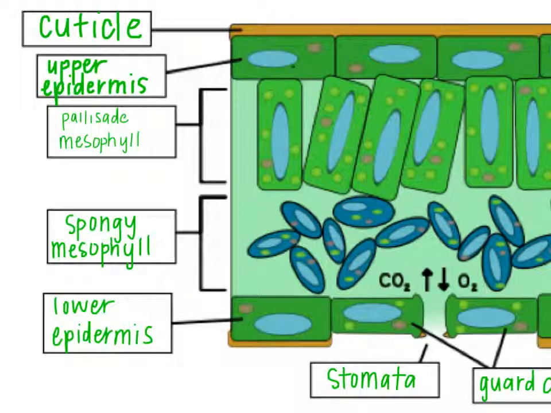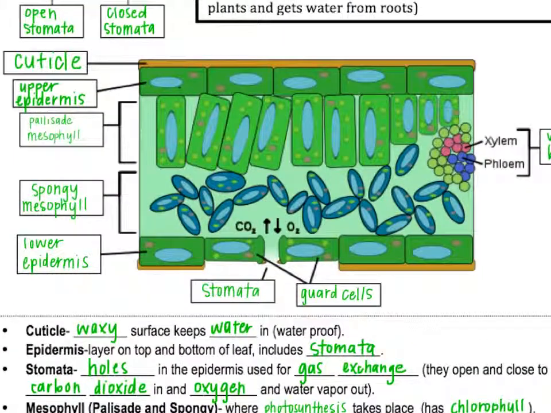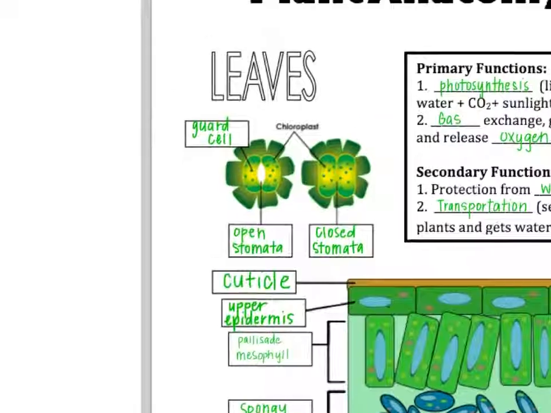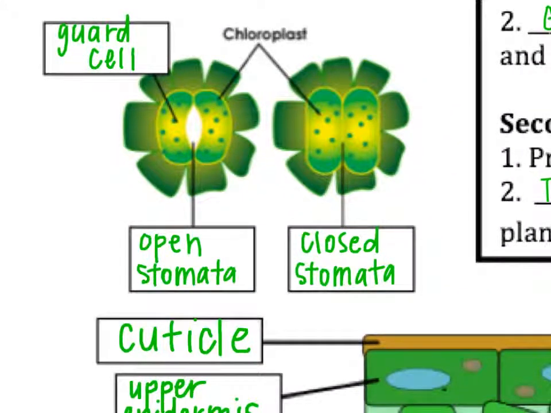And then the lower epidermis at the bottom of the leaf with a little bit of a cortex down there too. And then we have down here at the bottom a hole in the bottom of the leaf, that's the stomata, and it's surrounded by guard cells. And we're going to look more closely at a stomata right here. So this is a picture of facing the stomata. You can see that when it's open there's a space between the guard cells, and when it's closed the two guard cells come together to close that space.